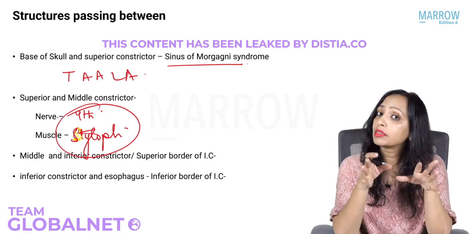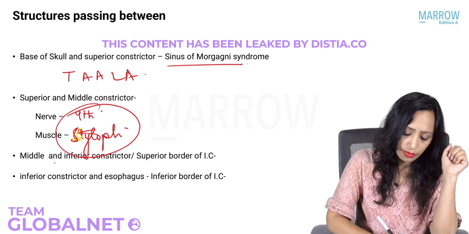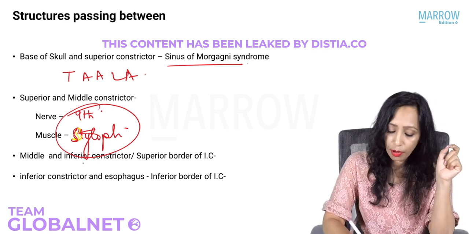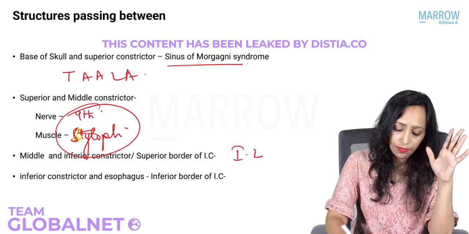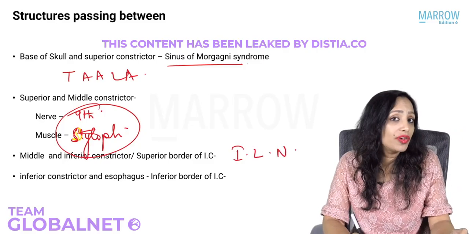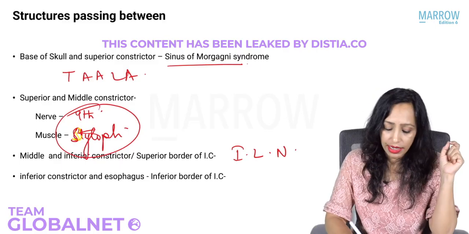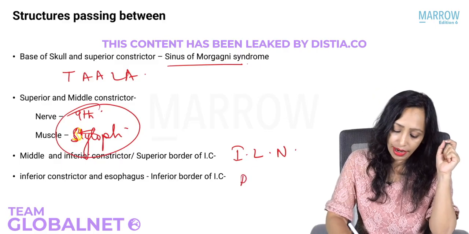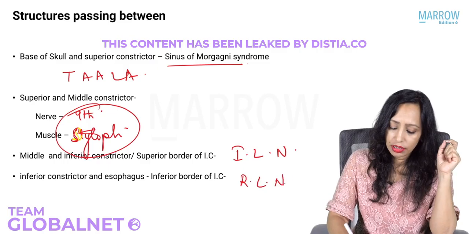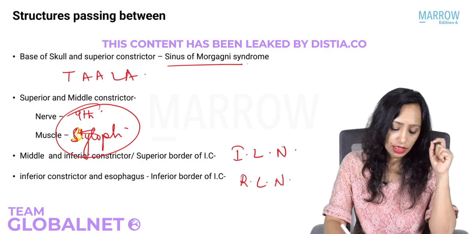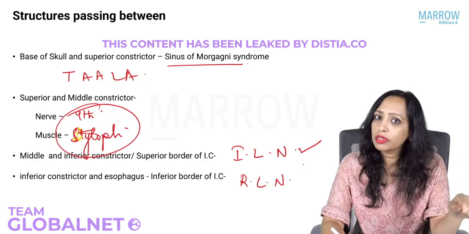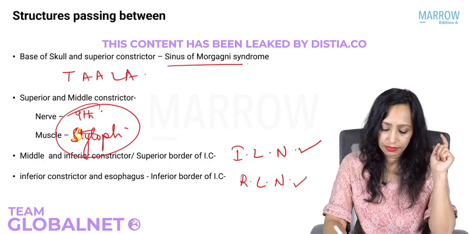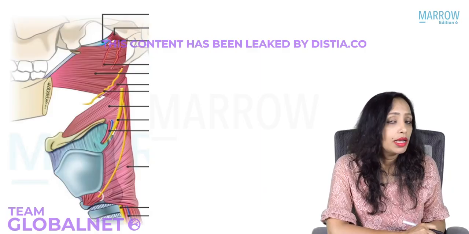That is the stylopharyngeus. In between the middle and inferior constrictor, that's the superior border of inferior constrictor. However you can remember it, that is the internal laryngeal. In between the inferior constrictor and the esophagus, that is the lower border of inferior constrictor. Which nerve? The recurrent laryngeal nerve. So at the upper border is the internal laryngeal nerve and at the lower border is the recurrent laryngeal nerve.